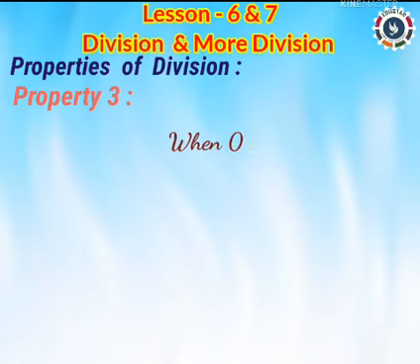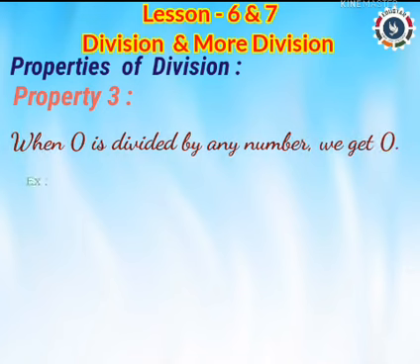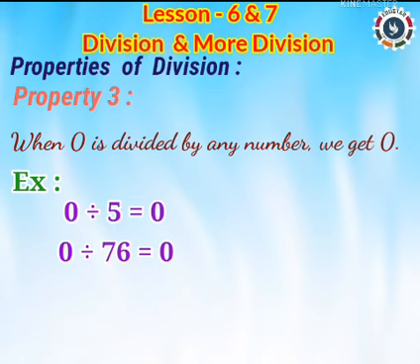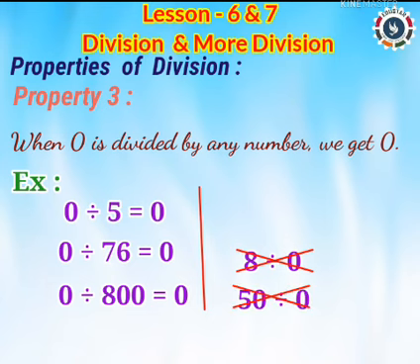Next, property number 3. When we divide 0 by any number, we get 0 as the quotient. For example, 0 divided by 5 is 0. 0 divided by 76 is 0. 0 divided by 800 is 0. But we cannot divide any number by 0. That is, 8 divided by 0 is not possible. 50 divided by 0 is not possible.